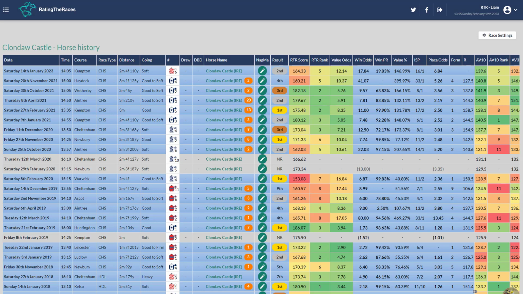Probably running on. Held up. Pushed along. Lost second. Went second again two out. No chance of the winner. You know, unfortunately at his age he's not going to be winning graded races, but he could certainly go close in this handicap. So that's one I like for the weekend.